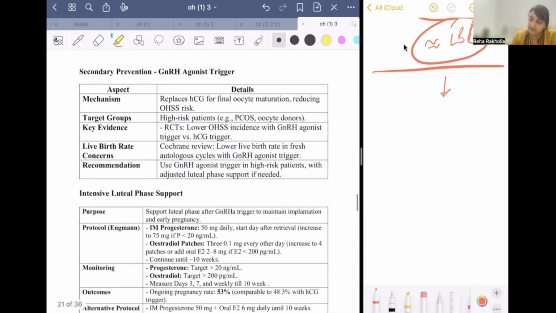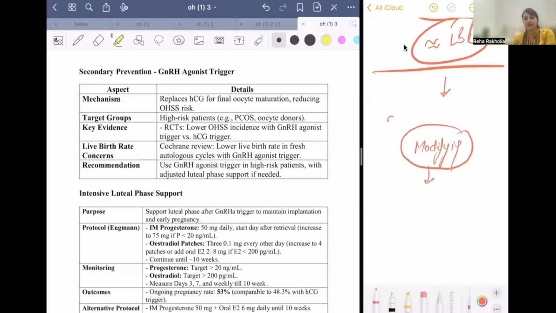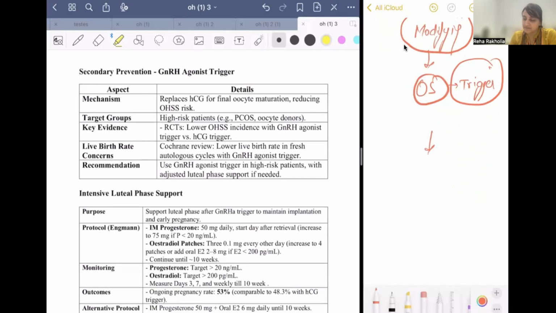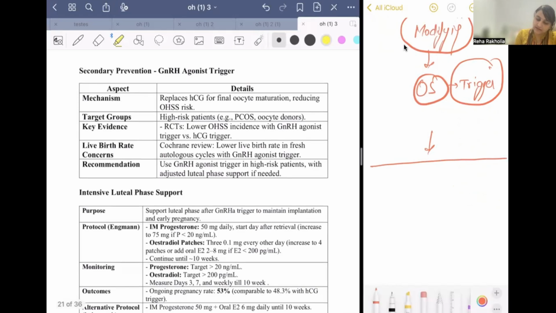Now we'll talk about the GnRH agonist trigger, that is secondary prevention. In addition to the primary prevention strategies like GnRH antagonist protocol, there are further measures that reduce the risk of OHSS, especially for patients who are high risk. Okay, so this brings us to the secondary prevention, which focuses mainly on modifying the final stage of ovarian stimulation, that is the triggering stage, to prevent excessive hormonal response. So we'll talk about GnRH agonist trigger here.